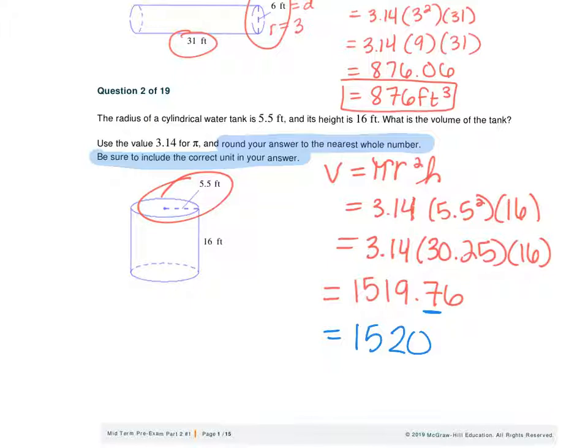5 or more, add 1 more, 4 or less, let it rest. But if I think about it, having 76 cents is going to be closer to $1 than it is to $0. So our final answer is 1,520 feet cubed because it is volume.